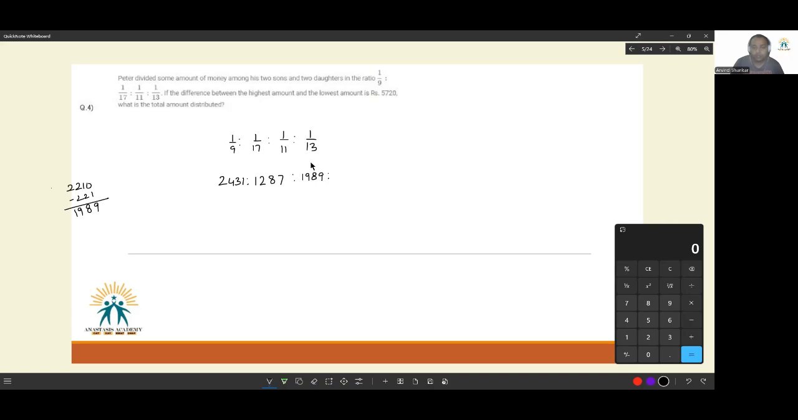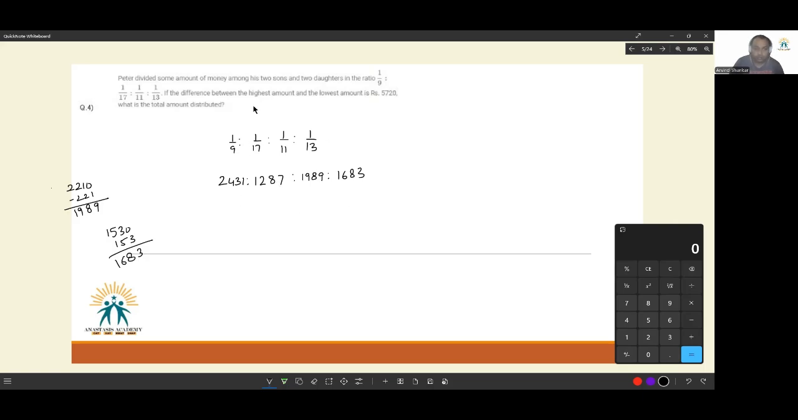1989. And now I have to do 17 into 11 into 9. 153 into 11, so 1530 plus 153 gives 1683. And the last one is 3861. I've got my final ratio. You can, of course, use the calculator.